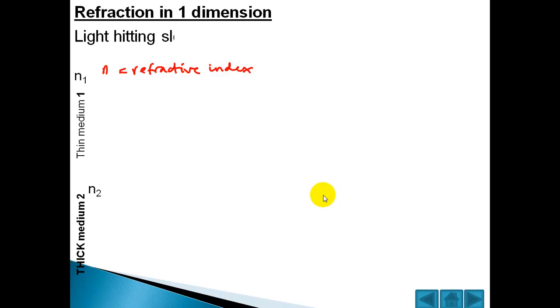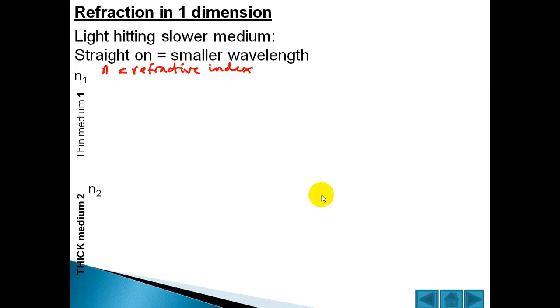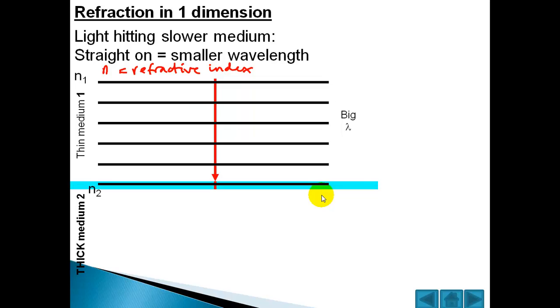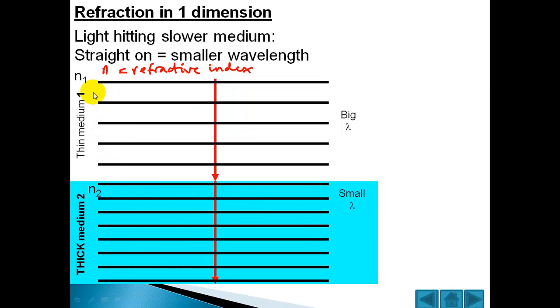We have to look at refraction in one dimension. The light wave is hitting the slow medium. First of all, the wave fronts come in. This is the ray going into the second medium. You can't see any diversion because it comes along the normal. These are the wave fronts. You should notice that they have a large wavelength when approaching, and when it gets into the second medium, the wavelength gets smaller because the speed changes.